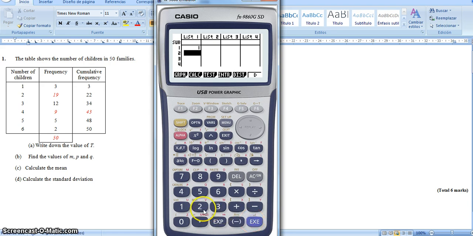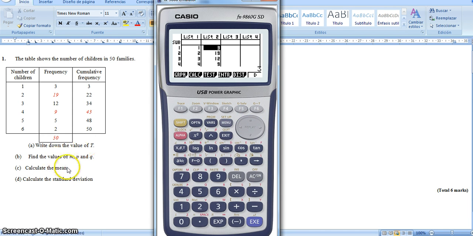That is 1 children, 2 children, 3 children, okay, 4, 5, and 6. And then we're going to introduce in list 2 the frequency. So we're going to put 3, then 19, 12, 9, 5, and 2. Obviously, we must introduce the data properly.